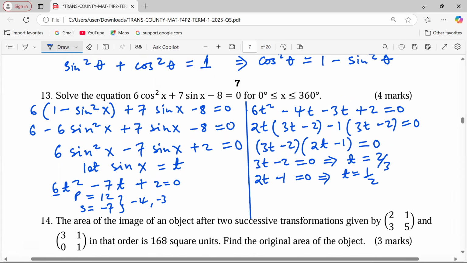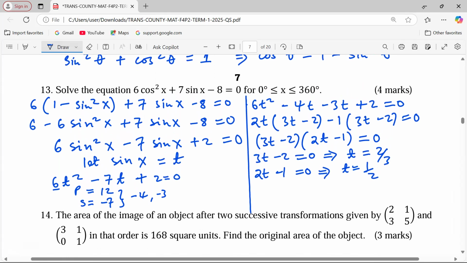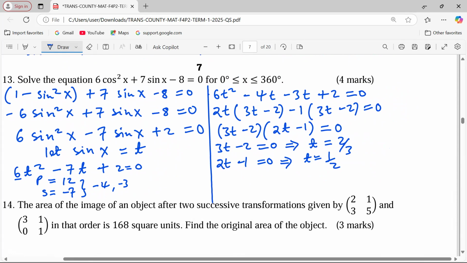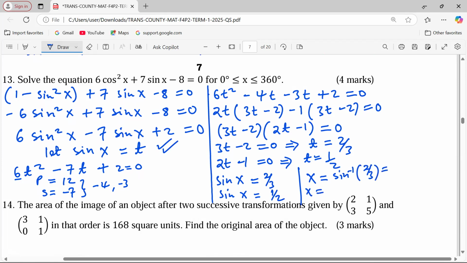Exactly that way. Therefore, we can say that, oh yeah, we have some space here. The sine of x equals t, because that is what we had let to be t, equals 2/3, and also the sine of x equals half. That means we can get two possible values of x. X equals sine inverse of 2/3. X equals the sine inverse of half.